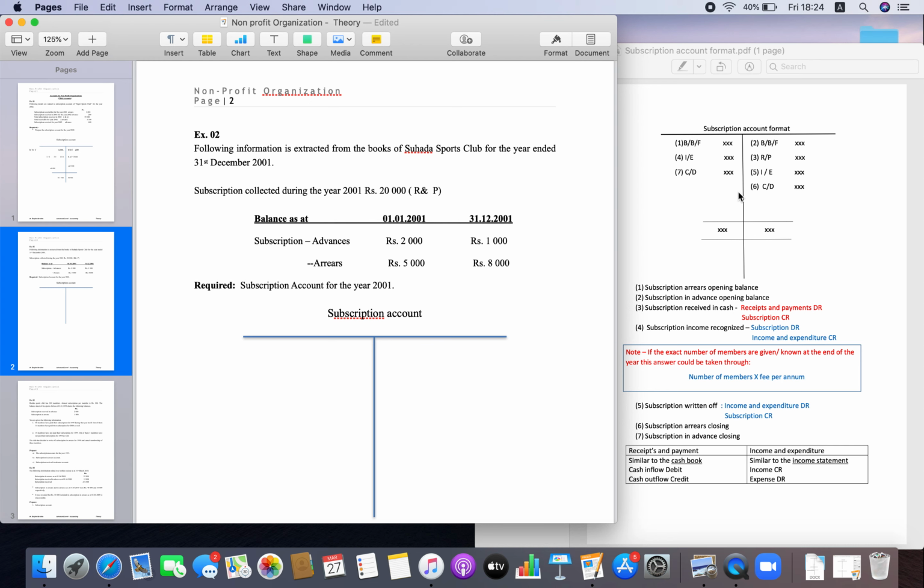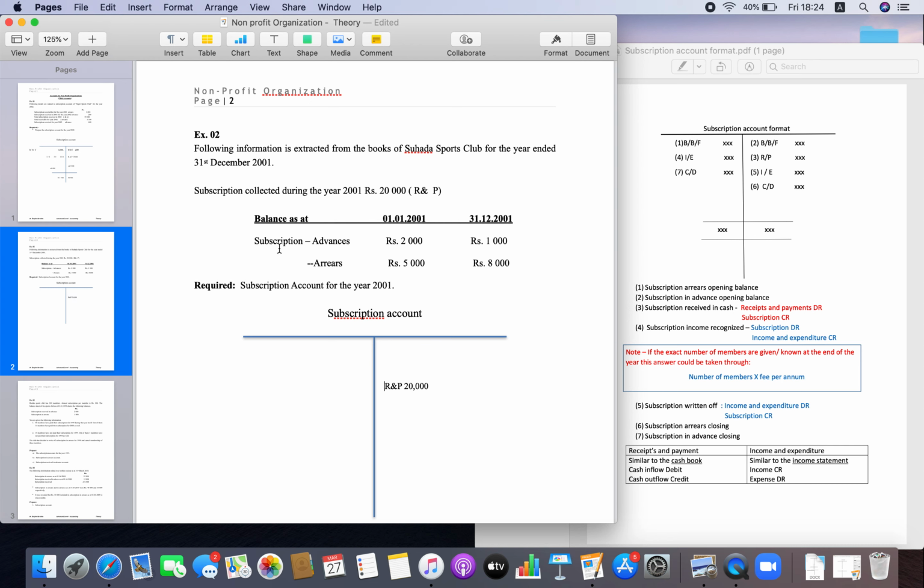Now when you look at your format over here, receipts and payments will always come on the credit side of your subscription account. So go and mark this one: R and P, 20,000. Again, remember, subscription collected means what you got in cash, and what you get in cash is always receipts and payments.